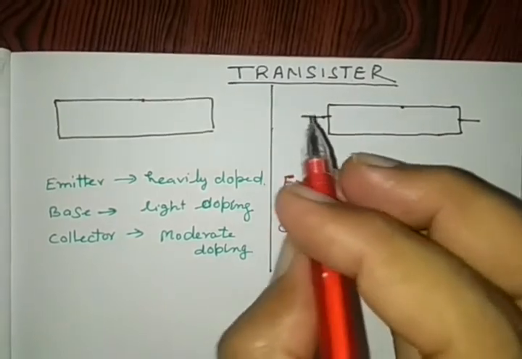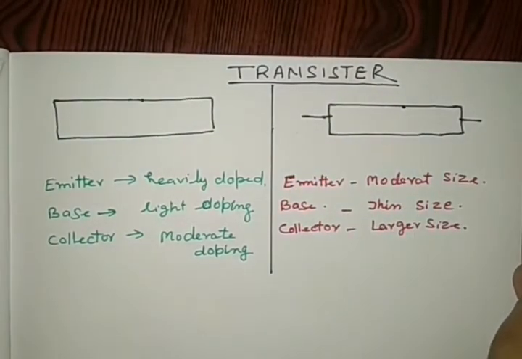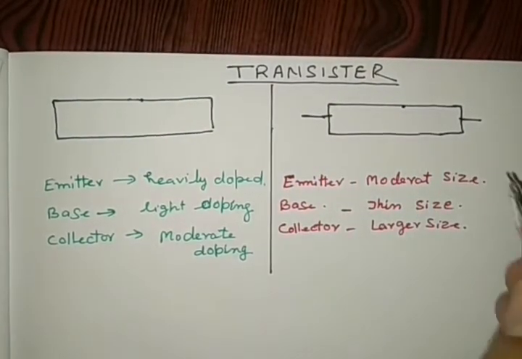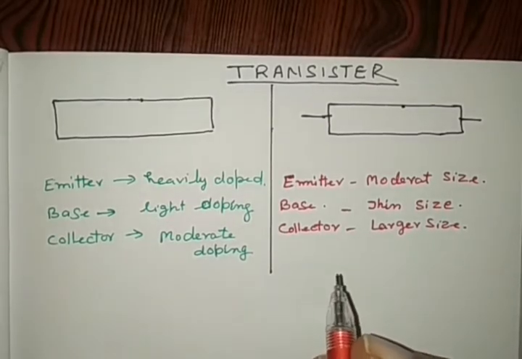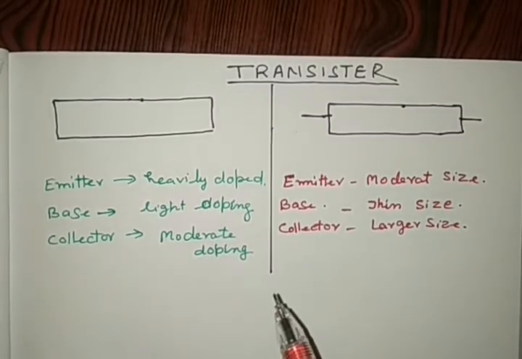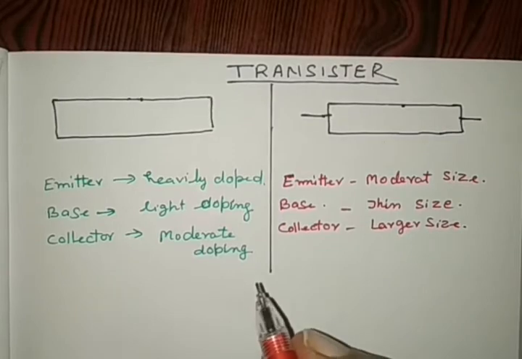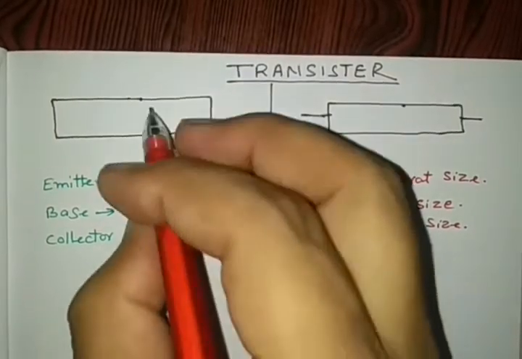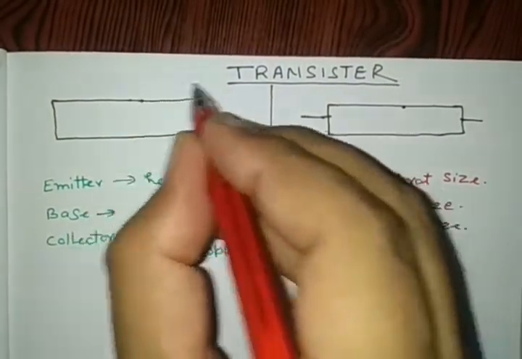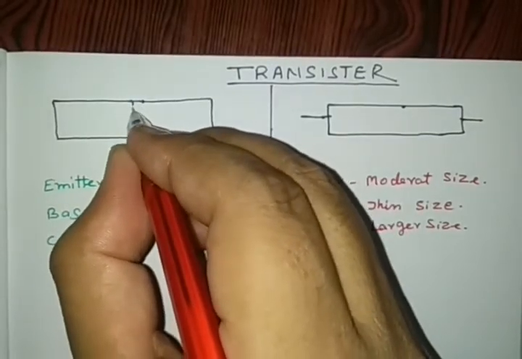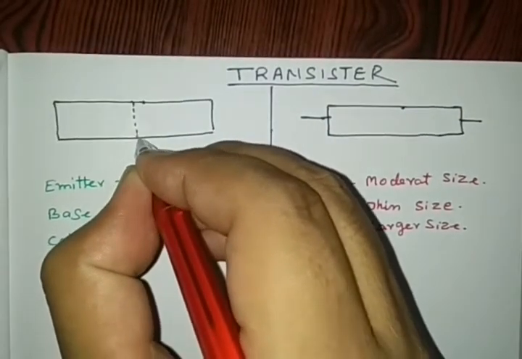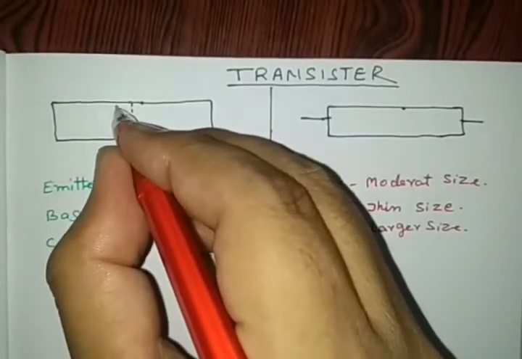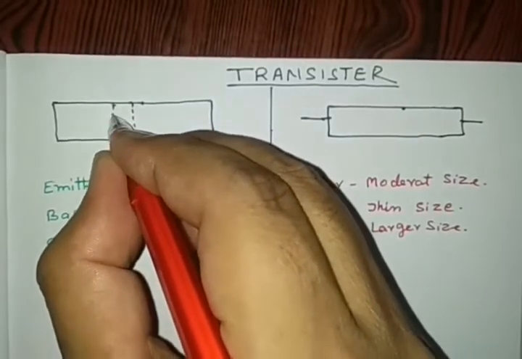We know the transistor is of two types. It is made by two types of semiconductor, P type semiconductor and N type semiconductor. In the name transistor, it is made of two types of semiconductor, and it is made in such a way. See very carefully.